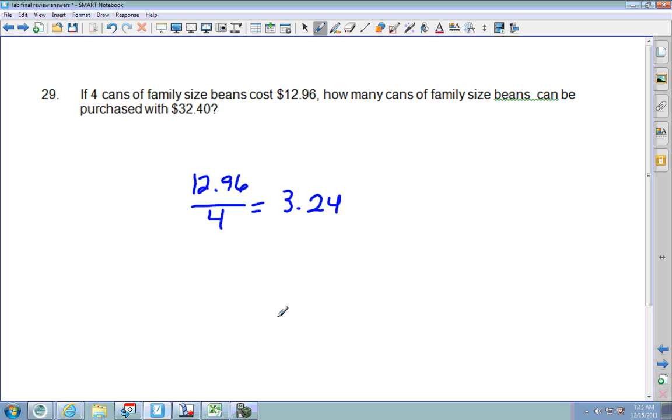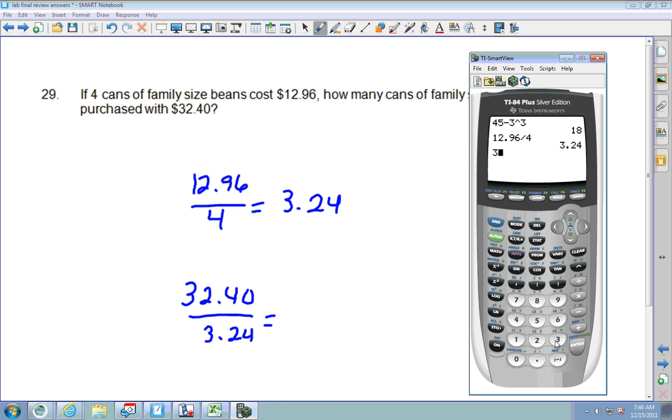Each can is $3.24. So what we're going to do is take the total and divide it by how much each can costs to find out how many cans. So I'll go back to my calculator, I take 32.40 and we're going to divide it by $3.24 and I get 10. So with that money I can purchase 10 cans.